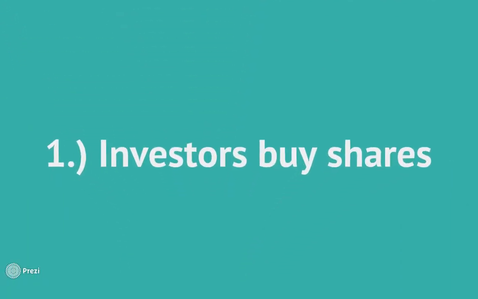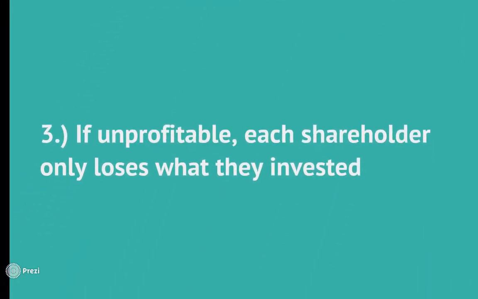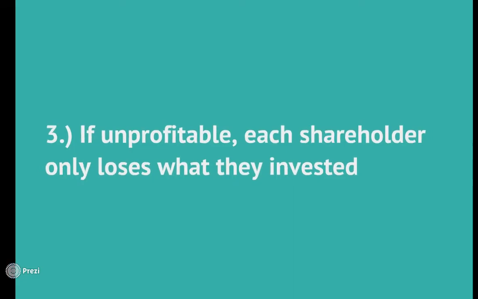So investors buy shares in a company. Then if it's profitable, each shareholder receives a percentage of the profit from the company. And if unprofitable, each shareholder only loses a small amount of what they invested. So that is new patterns of trade.